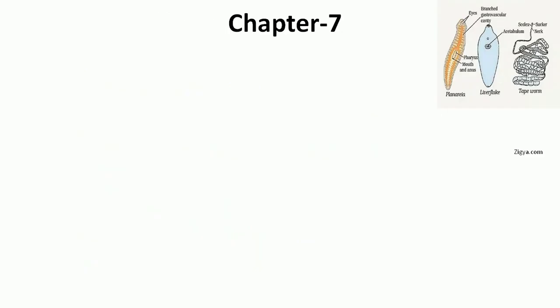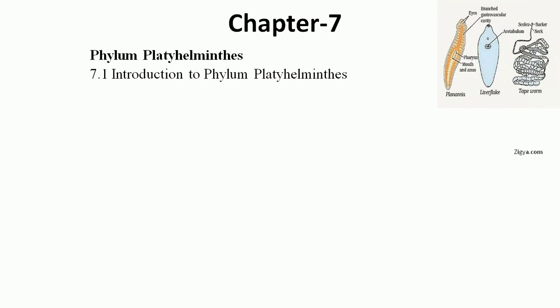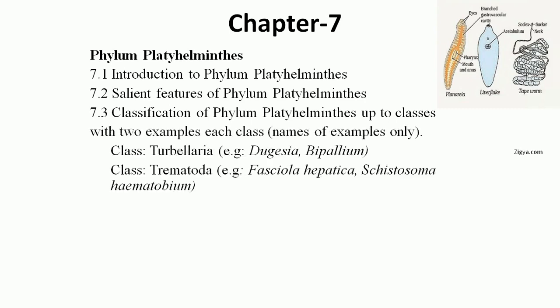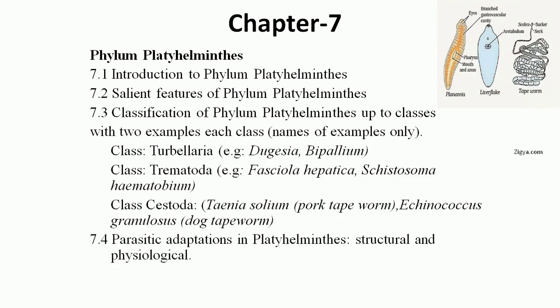And the last chapter deals with the phylum Platyhelminthes. In that also we learn the introductory part of phylum Platyhelminthes, salient features, then classification to class level, then modification or parasitic adaptation of the Platyhelminthes animals, then economic importance. These are the 7 chapters, including animal diversity up to phylum Platyhelminthes, that we learn in this semester.